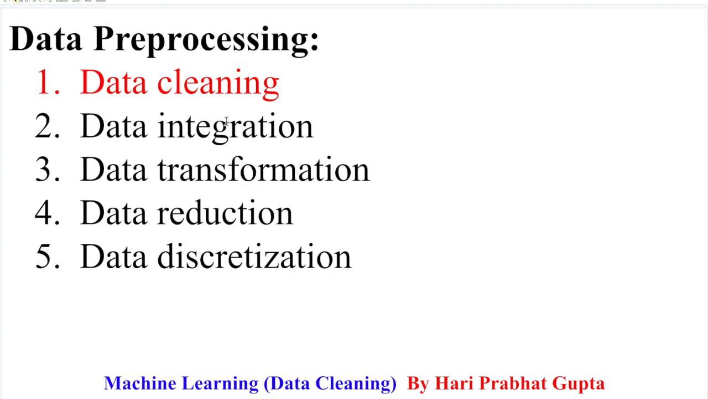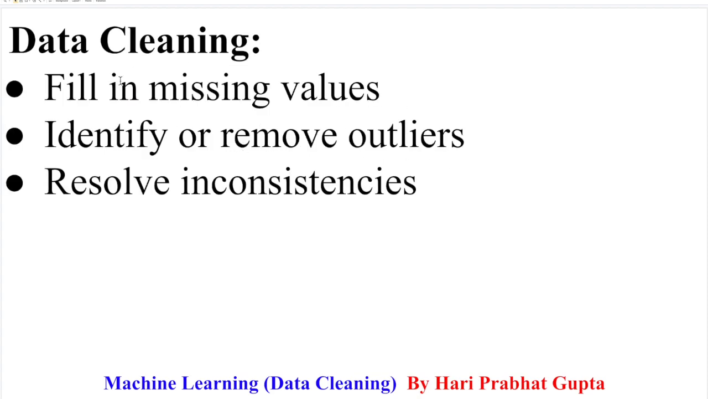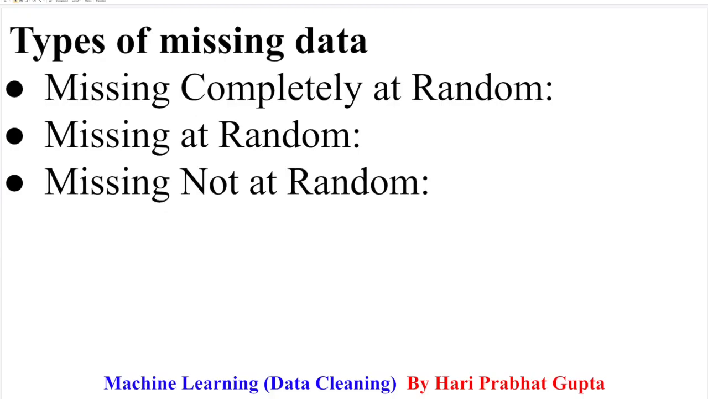In this machine learning series, we will see the data pre-processing steps one by one, and in this part 2 we cover only data cleaning. In data cleaning, you need to fill the missing values. Data cleaning is also responsible for removing or identifying outliers, and inconsistency also needs to be considered. But out of these three, filling the missing values is a very important step in data cleaning.